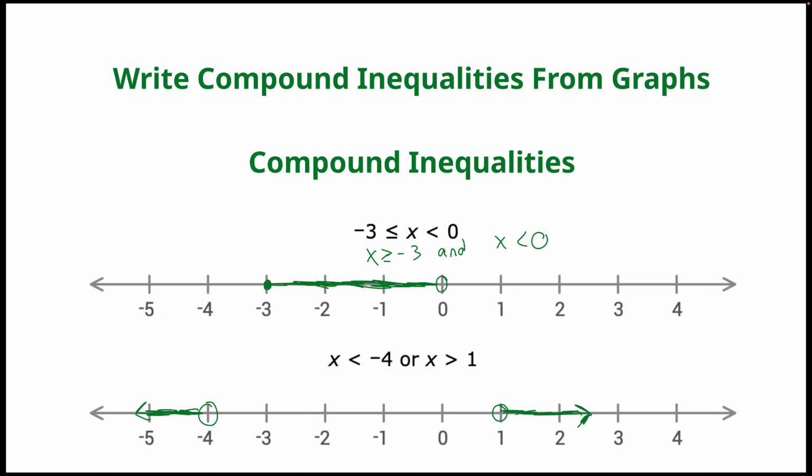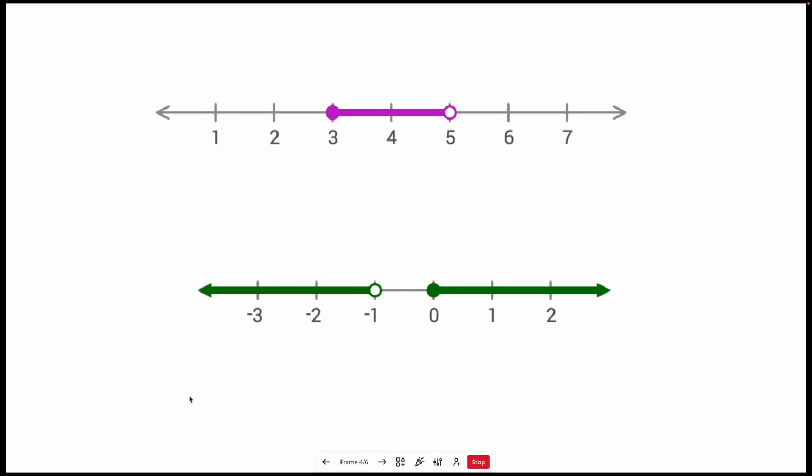All right, the new lesson starts now. Here we go. So here's the reverse of what we've been doing, right? In this case, they give you the graph. They say write the compound inequality. So we know this is an and because they meet in the middle. This is an or because they go opposite directions.